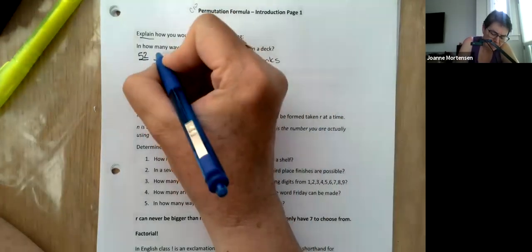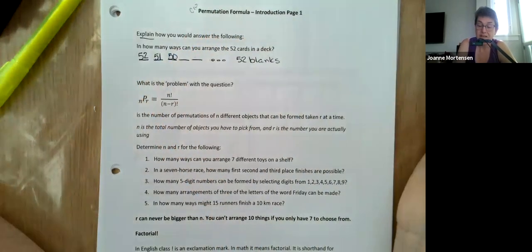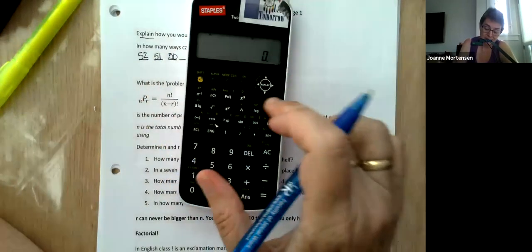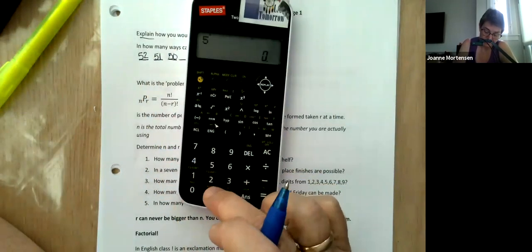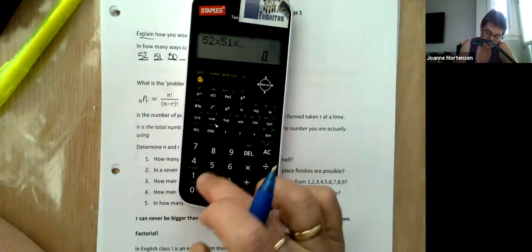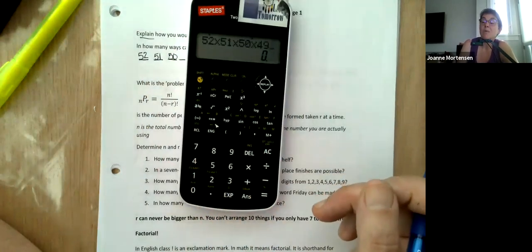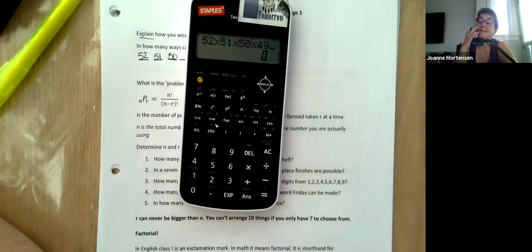So there'd be 51, 50. Yeah, that's ugly. If I have to do that on my calculator, 52 times 51 times 50 times 49, and I have to keep going all the way until I get 1. You know what? Odds are I'm going to screw that up. And even if I get it right, I'm going to second guess myself and probably do it again anyway.